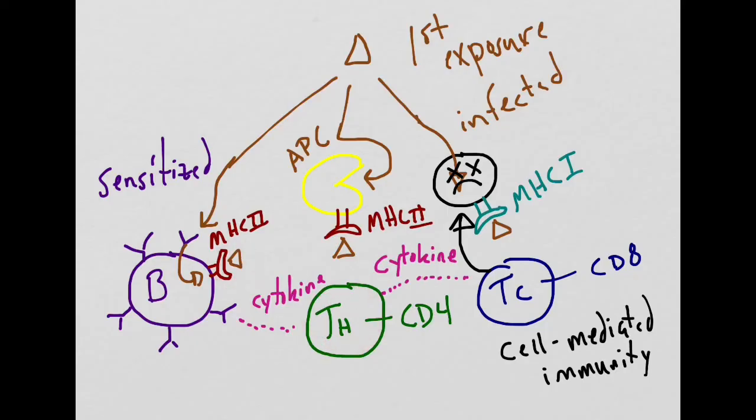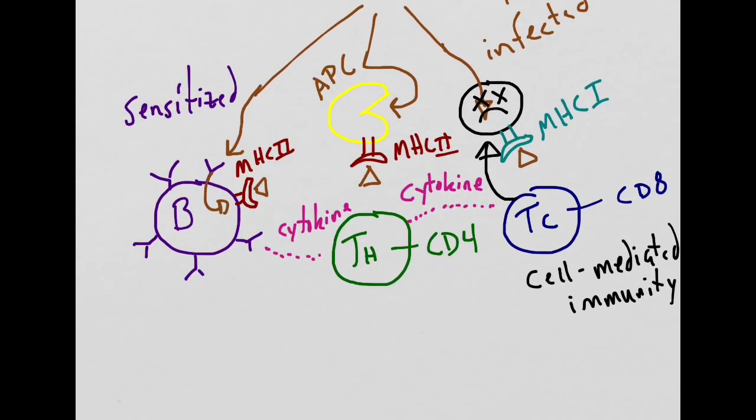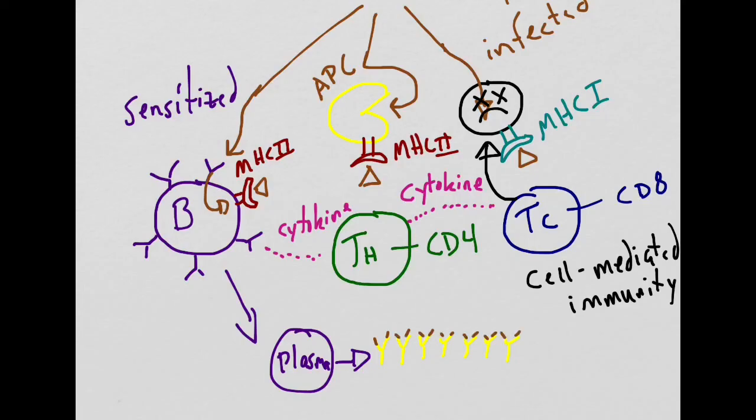So the T helper cells will read the MHC2 complex and it will activate the B cells to differentiate into plasma cells. Plasma cells are powerful factories, and these factories are going to produce many antibodies to help fight the original antigen. Once again, the antibodies that are produced are very specific to the initial antigen that was presented. This is called humoral immunity.